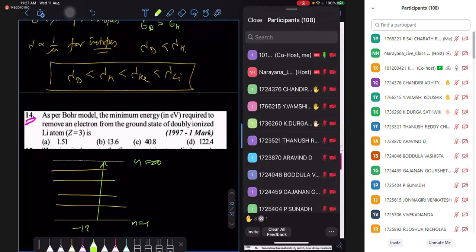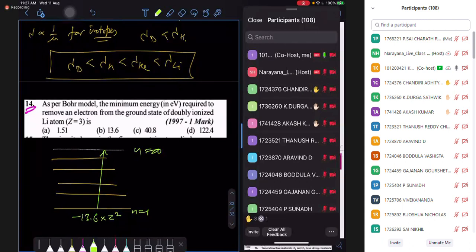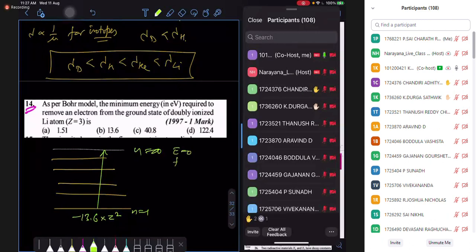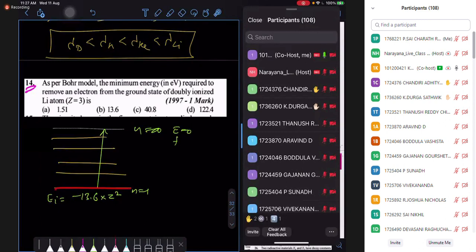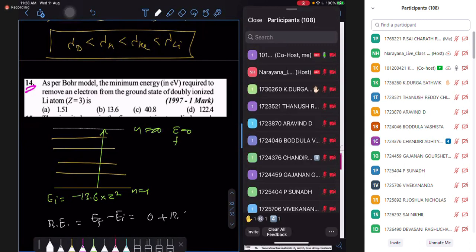So in the ground state, you have 13.6 for hydrogen, and for lithium that will become Z squared, 9 times. Finally, at infinity, it is 0. So initial energy to final energy, that's it. So that is the energy required to remove it. It is also called the binding energy. So 0 plus 13.6 times Z squared, binding energy, in terms of electron volt.